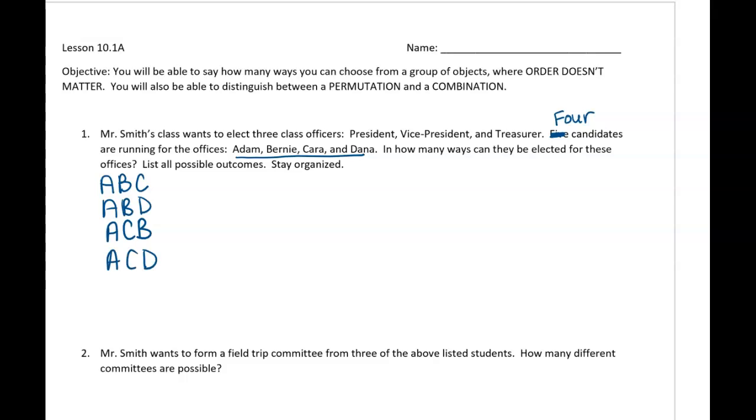Okay, I'm done saying their full names. Now we're just going A, B, C, D, okay? It could be A, D, B, A, D, C, okay? And so that's where the first person in the list or letter in the list is president, second is vice president, and third is treasurer. Okay, so that's all the ones where Adam's the president.